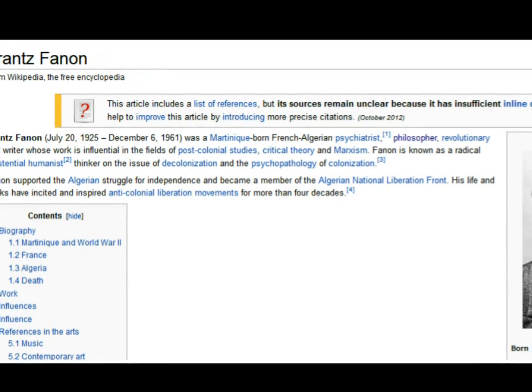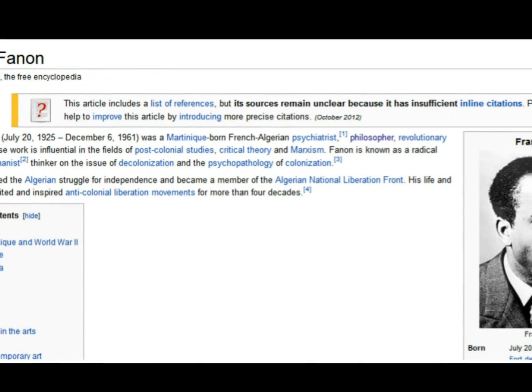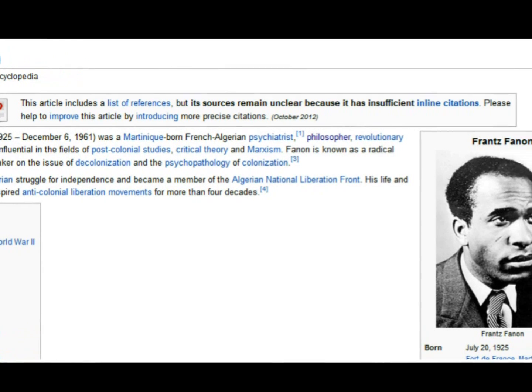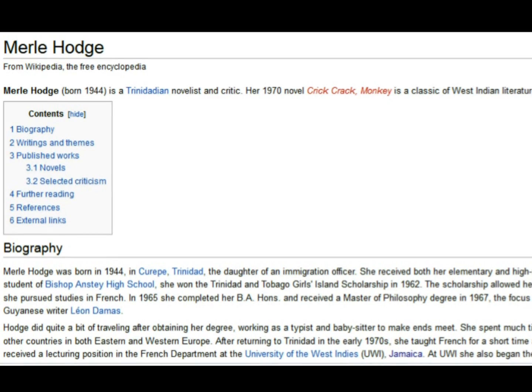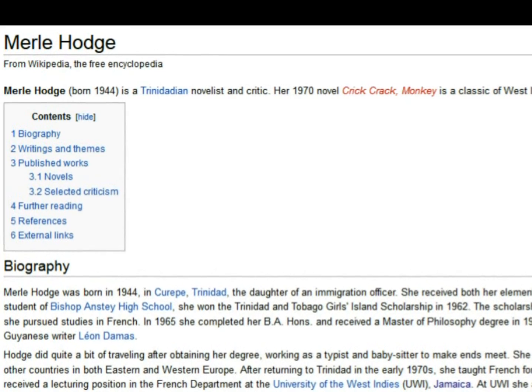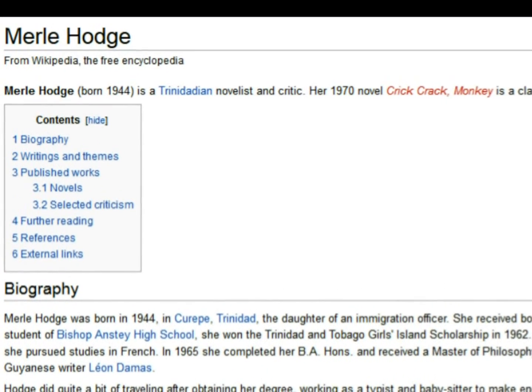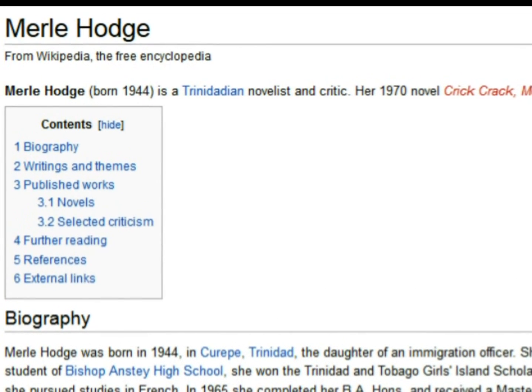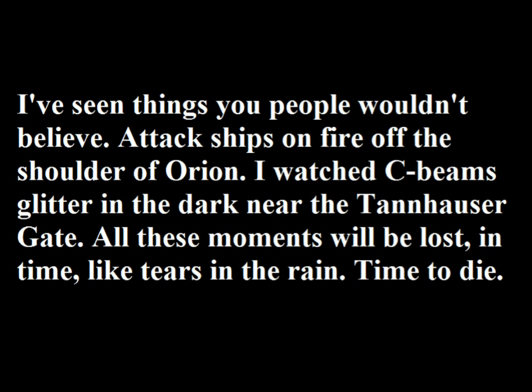In a process described by Frantz Fanon, Merle Hodge, and many others, the final crime inflicted upon a subjugated people is the destruction of their history. They don't simply die, they are made to have never existed in the first place. We will never know what happened off the shoulder of Orion. We will never know where Tannhauser is, or why anyone would want to build a gate there.